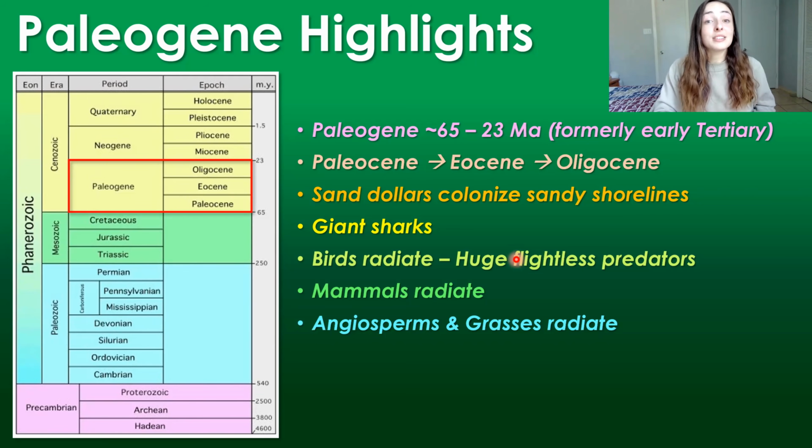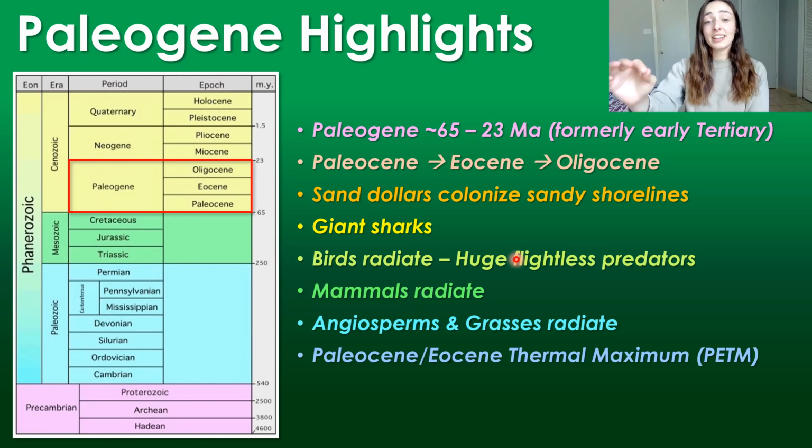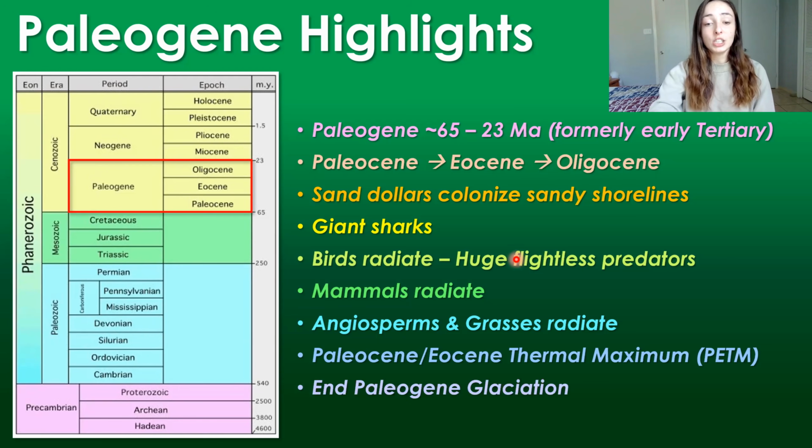Angiosperms and grasses radiate. If you remember from the Cretaceous videos, I did talk about angiosperms evolving then, but grasses, for the first time ever, had their moment to shine in this period, the Paleogene. And then for climatic events, we had the Paleocene-Eocene thermal maximum. There was also a warming period in the early Eocene. There was also an Eocene-Oligocene cooling period and end-Paleogene glaciation.